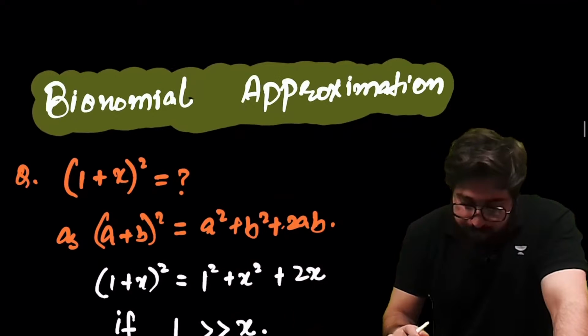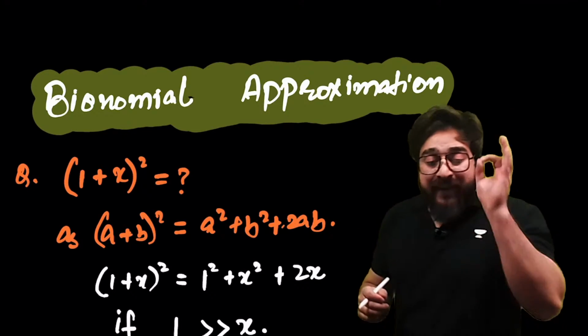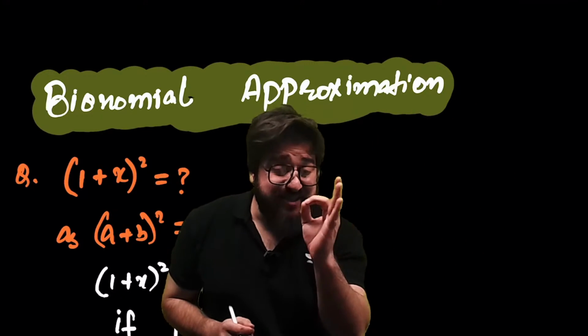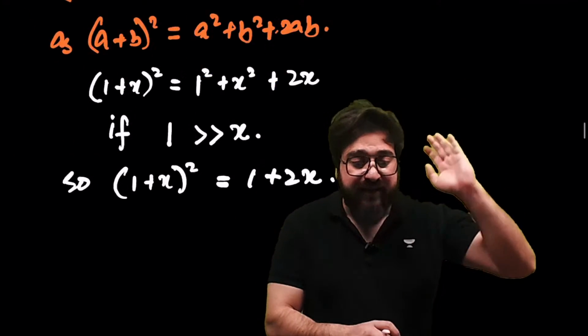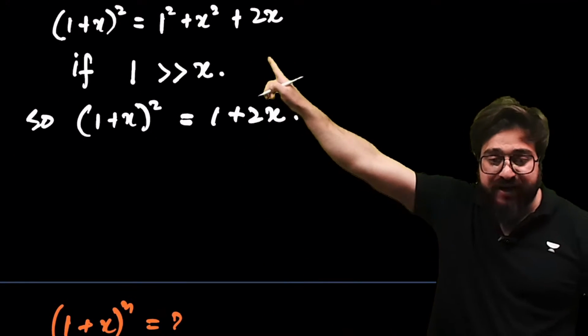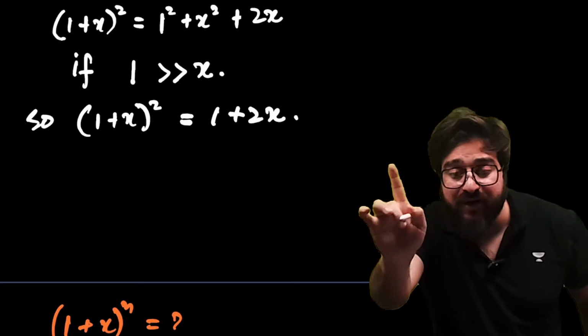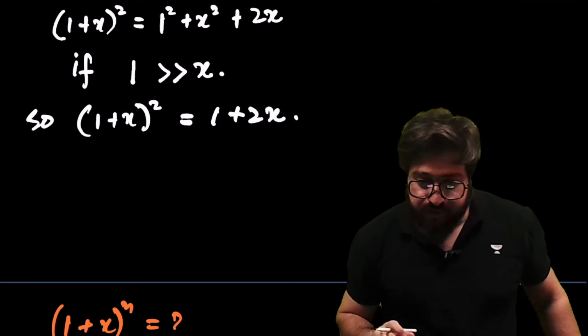This is what we call the binomial approximation. It means if x is very much smaller than 1, we can neglect that quantity, so we can write directly 1 plus 2x. In multiplication we do not neglect; in addition, we neglect.